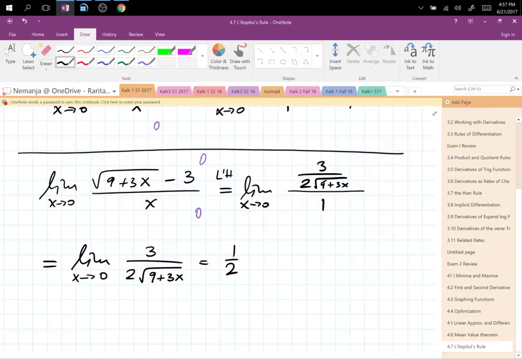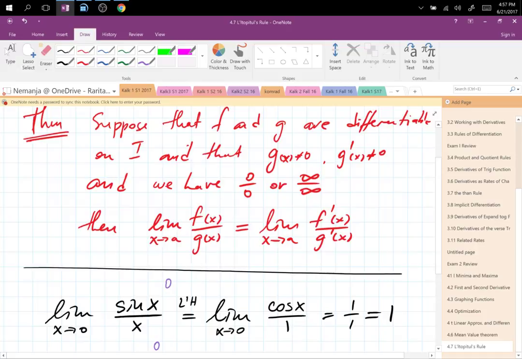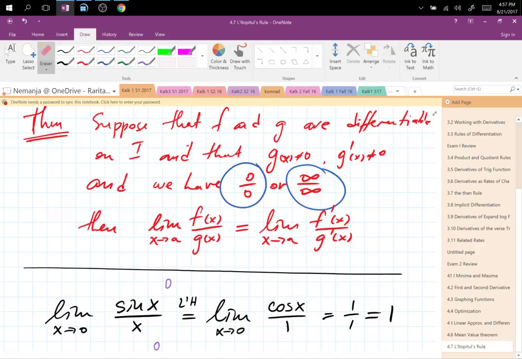And please observe that I said in the definition, it's not just 0 over 0, it is also infinity over infinity as well, right? So if you get 0 over 0 or infinity over infinity, you will be using this rule.